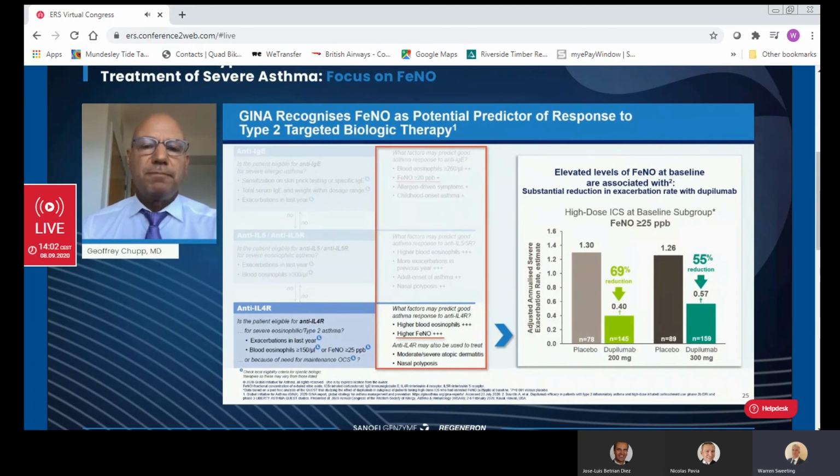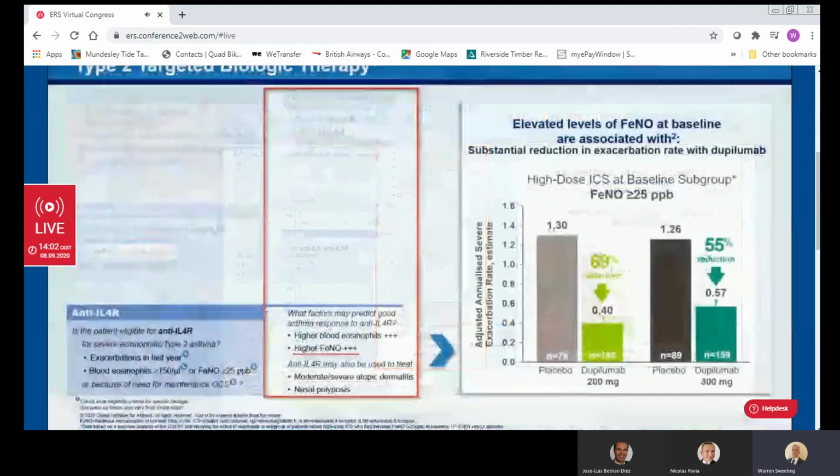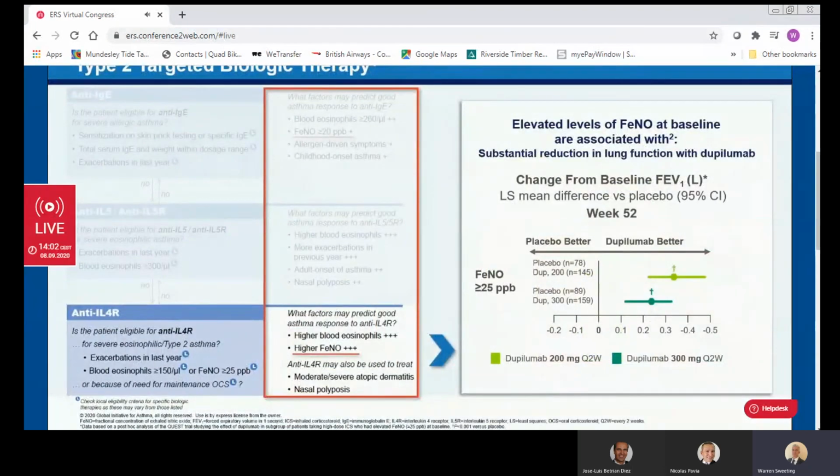And here you can see, compared to placebo, the 200 milligram dose reduced exacerbations by 69% over the 52-week trial, and the 300 milligram dose had a 55% reduction in exacerbation rates compared to placebo. In addition, this tracked well with response in lung function as well.